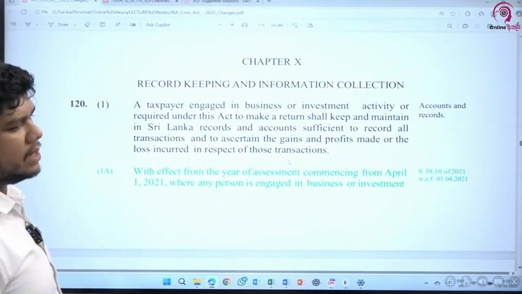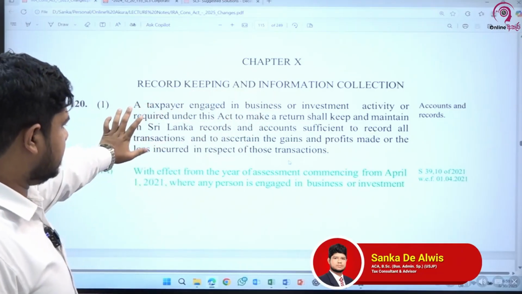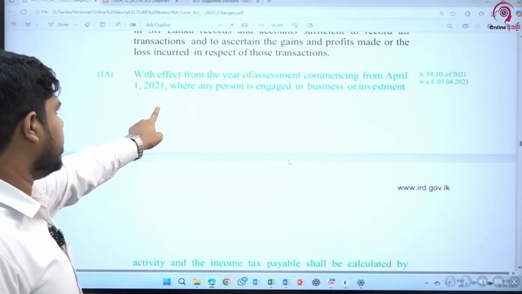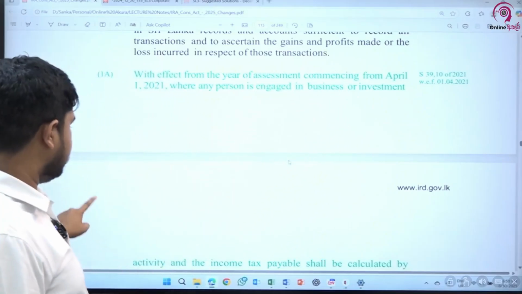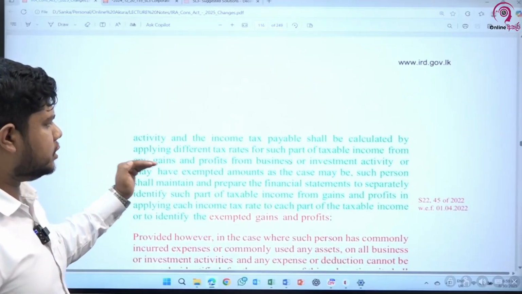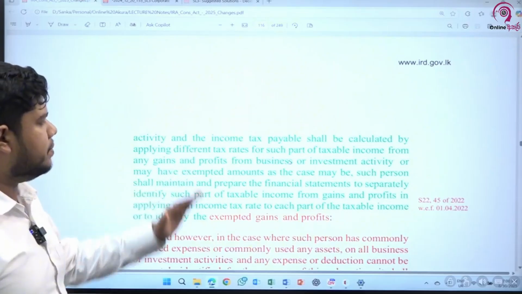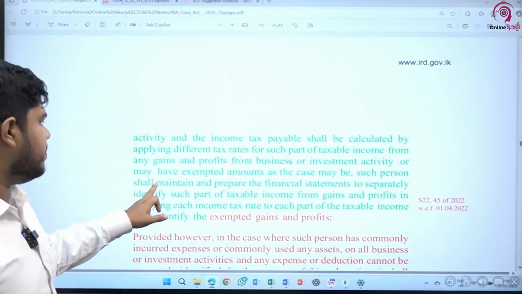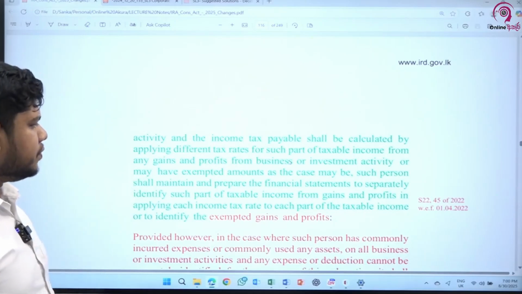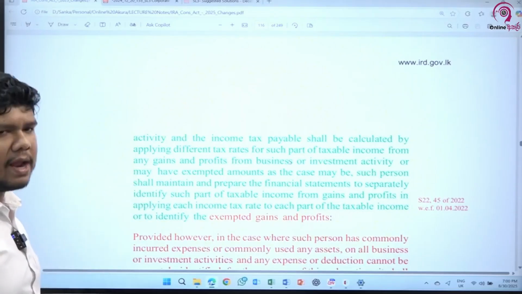This requirement is coming under section 120, right? Record keeping and information collection, a taxpayer. I am not going to read this whole section, I am going to read the relevant part. With effect from the year of assessment commencing from April 1st, 2021, where any person is engaged in business or investment activity and the income tax payable shall be calculated applying different tax rates for such part of taxable income from any gains and profit from business or investment activity or may have exempted amounts, as the case may be, such person shall maintain and prepare the financial statement to separately identify such part of taxable income from gains and profit in applying each income tax rate to each part of the taxable income or to identify the exempted gain and profit, right?